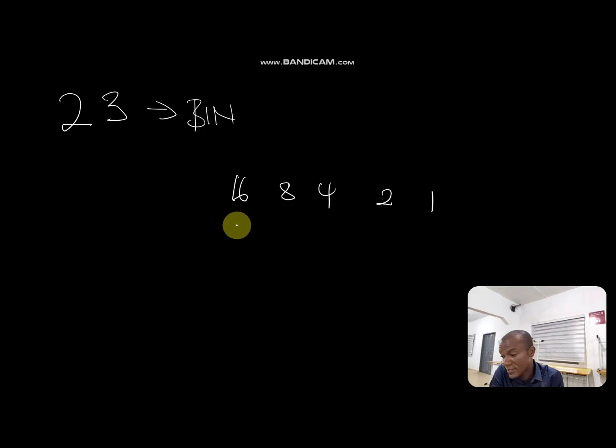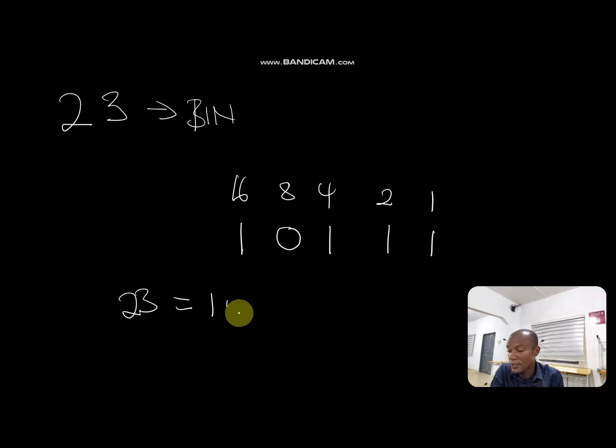So 16 plus 4 will give me 20. Plus 2 will give me 22. Plus 1 will give me 23. So the only number that is not part of the summation is 8. So we place 0 there. So 23 to binary is 1, 0, 1, 1, 1, base 2.